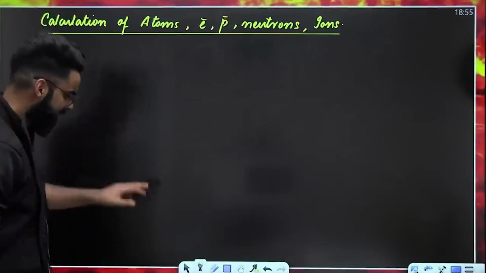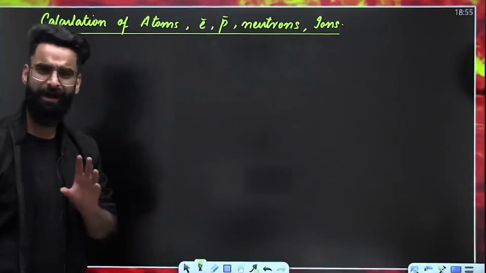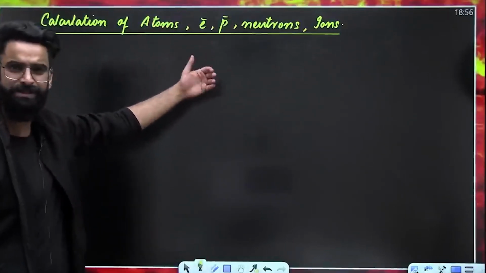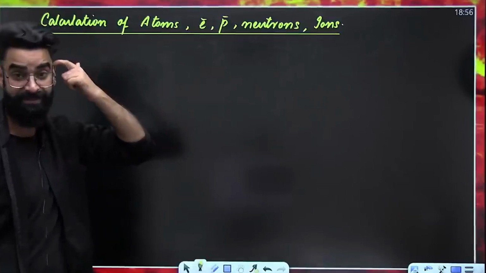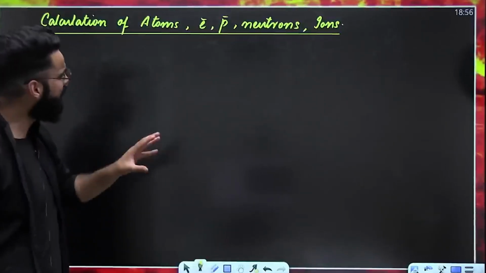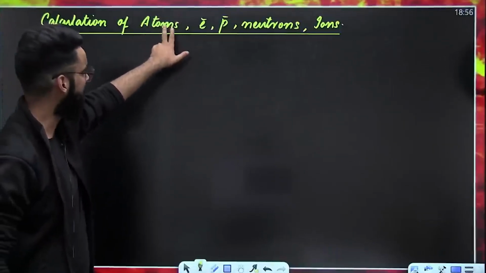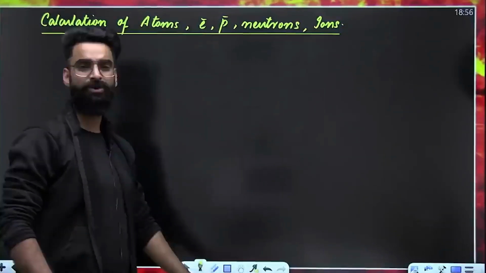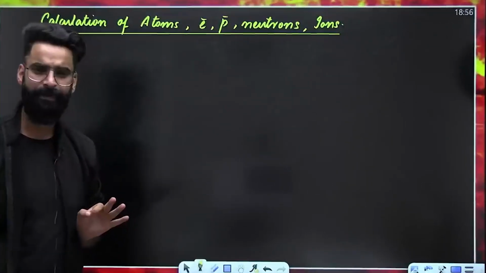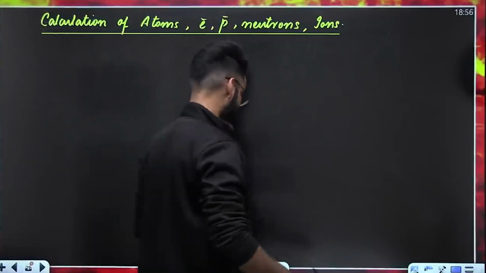Let's move on. There is one more special type of question, which is again simple, in which they'll ask you to calculate atoms, electrons, number of protons, neutrons, ions, all these things. Whenever you see such a question, you'll be again doing one thing. What is that? You'll be using one simple diagram. Have a look.